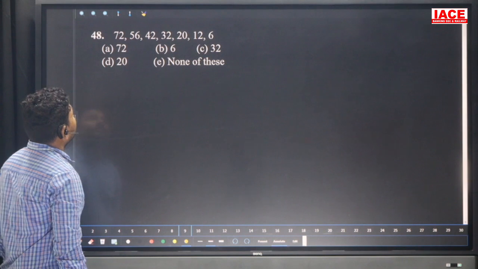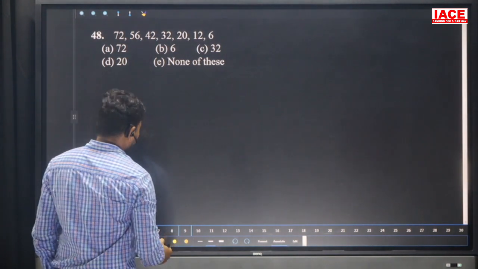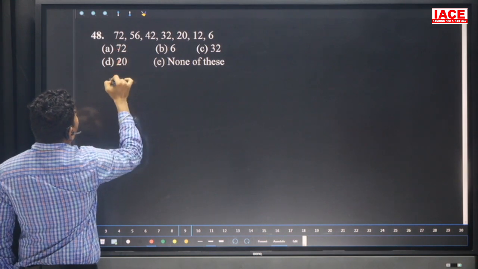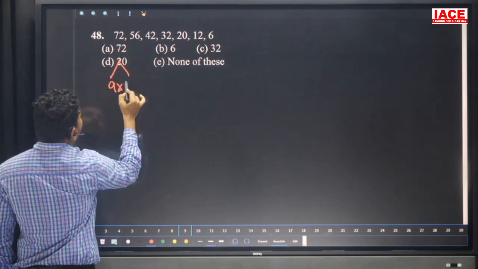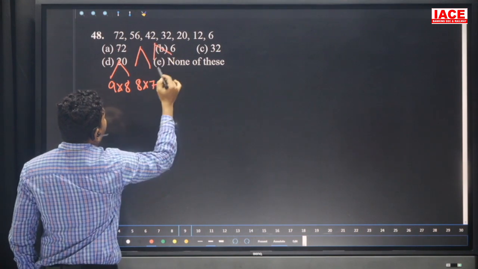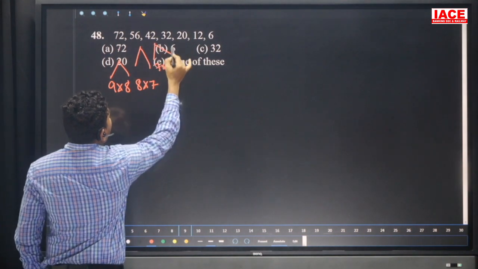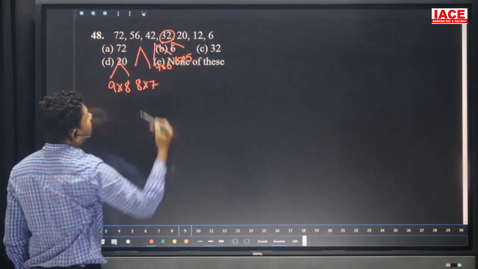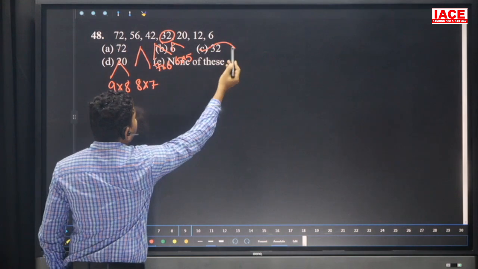48, 72, 56, 42 and 32. We'll take differences here. 72, not difference, directly multiply here. 72 we can write 9 into 8, and 56 we can write 8 into 7, and 42 we can write 7 into 6, and 32 we can write here 6 into 5. 6 into 5 is 30, but they have given 32. Our wrong number is 32. Option is C.